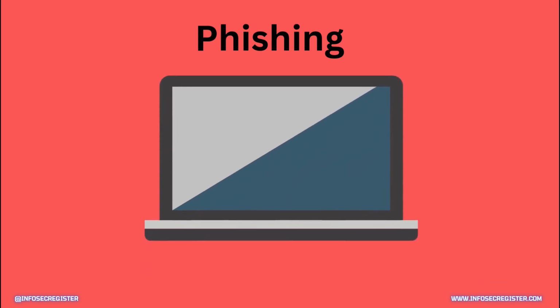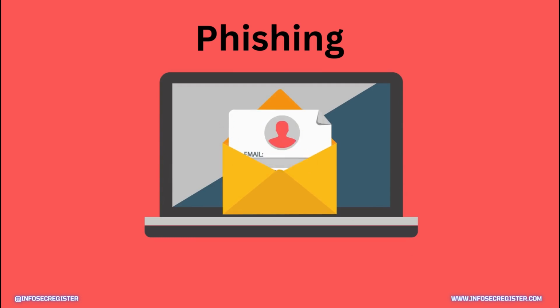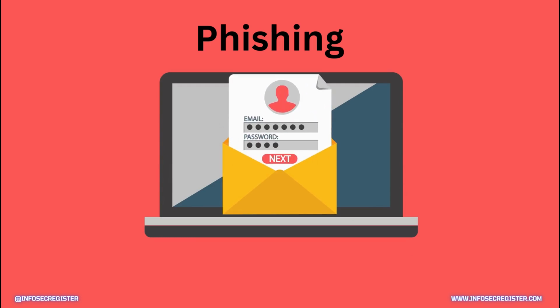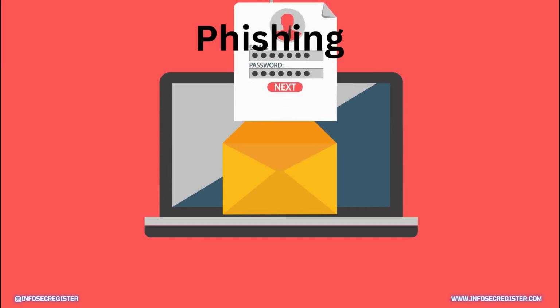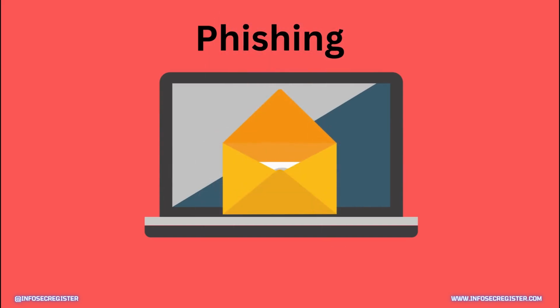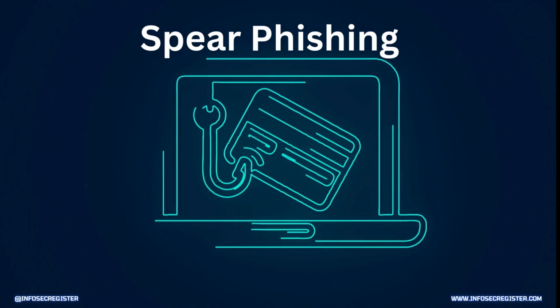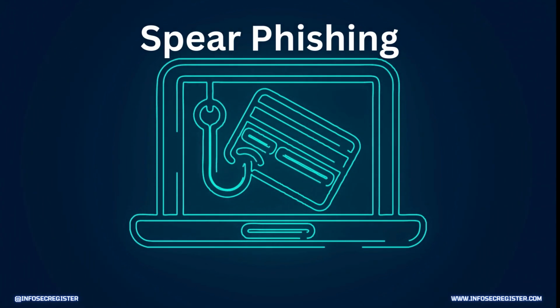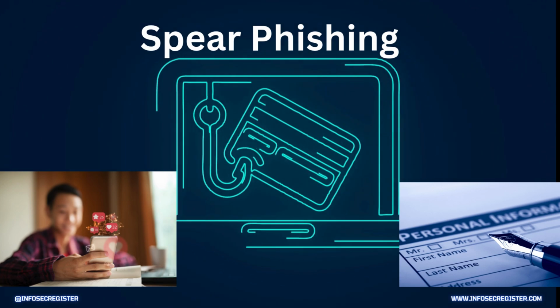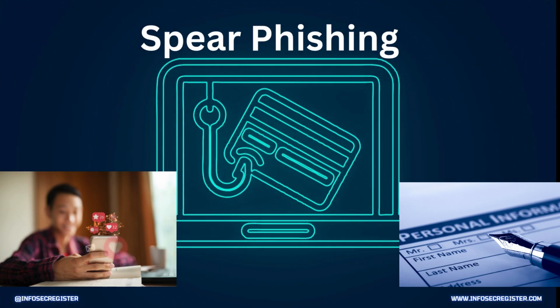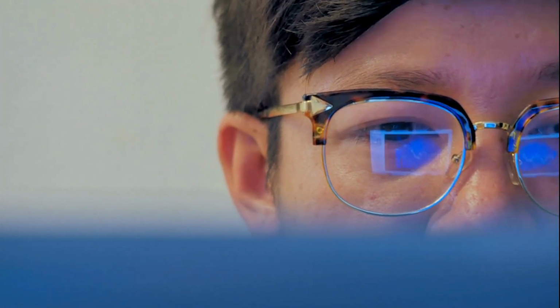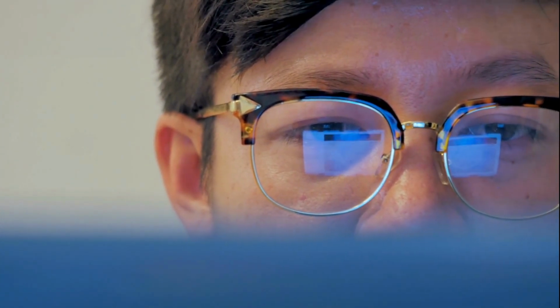Phishing. This is the most widely known form of social engineering. Attackers send fraudulent emails that appear legitimate to trick individuals into revealing sensitive data, like passwords or financial information. Next, spear phishing. Unlike regular phishing, spear phishing is highly targeted. Attackers use publicly available information, such as your social media profiles or professional details, to make their emails more convincing. 65% of cyber attacks target specific individuals with spear phishing emails.